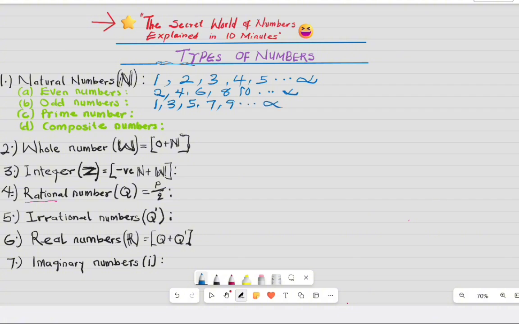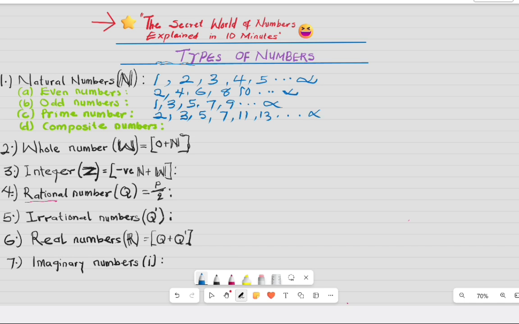Then prime numbers. Prime numbers have 2 factors only, itself and 1. 1 is not a prime number because 1 has only 1 factor, which is 1. Prime numbers start from 2. 2 is a prime number because it has 2 factors, itself and 1. 1 can divide it and 2 can divide it. We have 3, it has 2 factors. We have 5, we have 7, we have 11, we have 13, and so on to infinity.